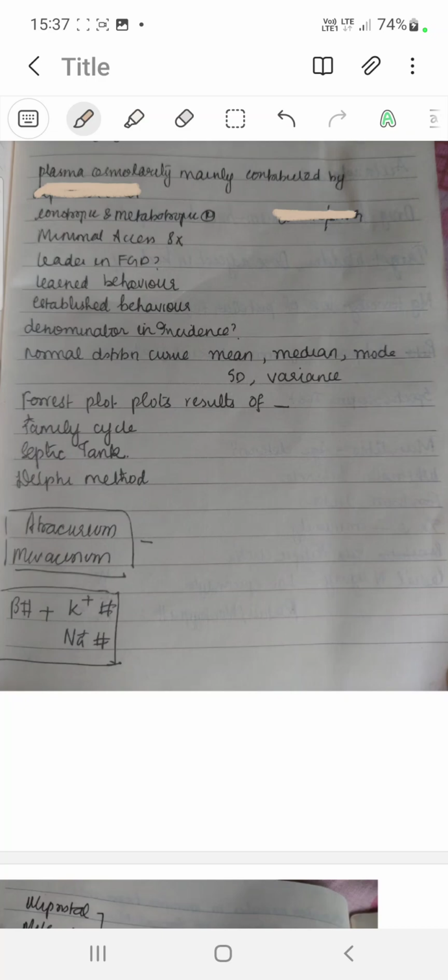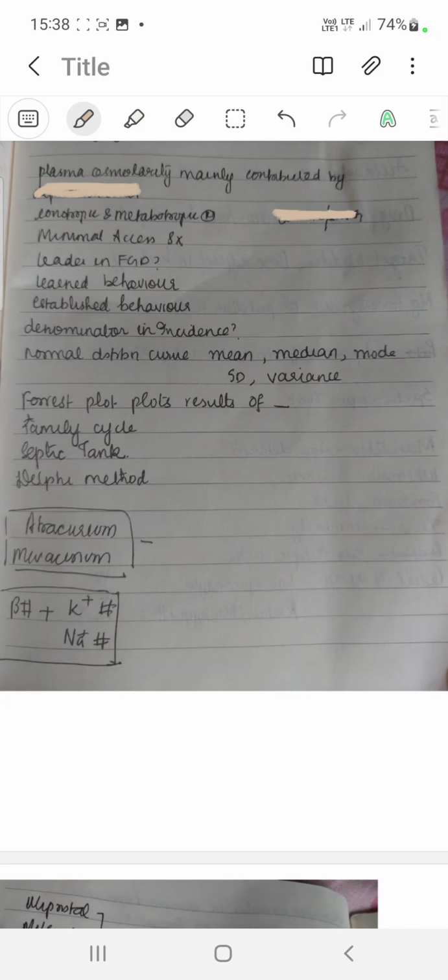Next is minimal access surgery, the other name for laparoscopic surgery. Focus group discussion, it's actually a 6 to 12 member group, but there will be a leader. Learned behavior, established behavior. Here learned behavior is actually culture, established is custom. If it's difficult to remember, the easy way is both are CU. The next letter can be L, then learned behavior. If it is established, S, custom.